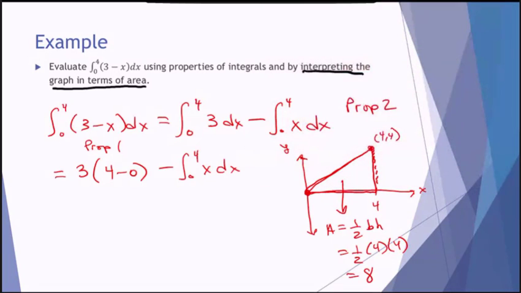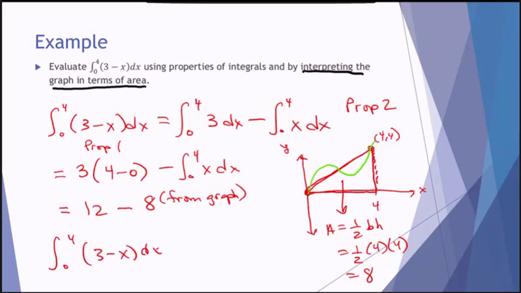Please keep in mind, if they had not given me that function, if they had given me something curvy, I can't use this any longer, right? Now you're talking about an estimation, and that's not the same thing. So we are using the fact that that is a straight line to our advantage to then recognize that the first term becomes 12, the second one becomes 8 from the graph, so that the integral from 0 to 4 of 3 minus x dx is 4. 12 minus 8 is 4. That is way easier than doing the limit process. So when we can take advantage of properties and areas, we want to go ahead and do that.